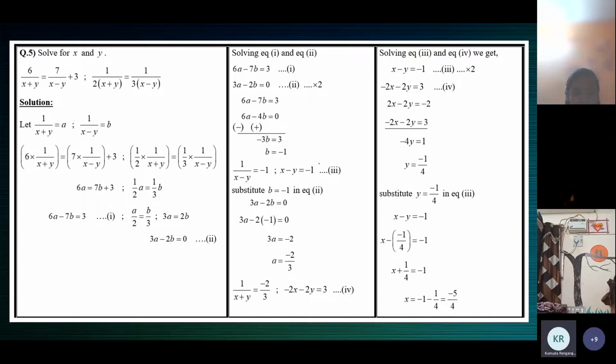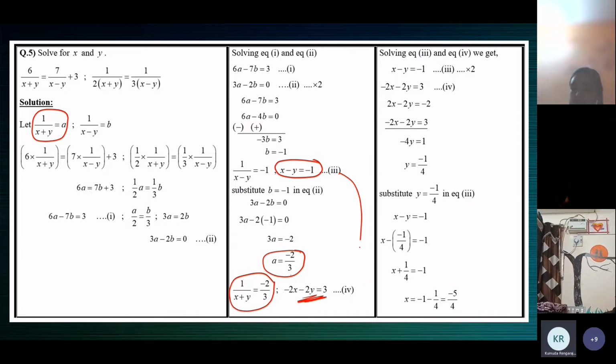So like that, I get one equation in x and y. Then when you find the value of a, using b, you will find a. So that means 1 by x plus y is equal to a, which is minus 2 by 3. On cross multiplying, you get this equation in x and y.